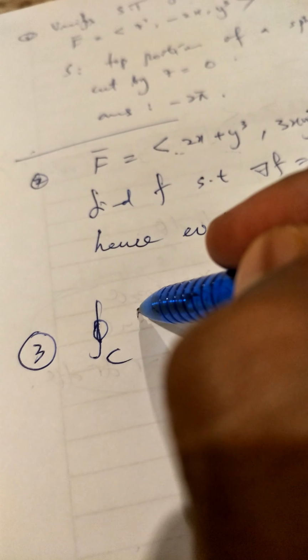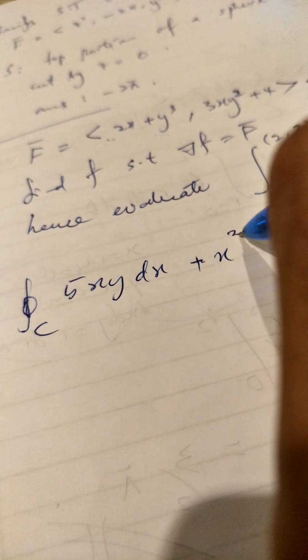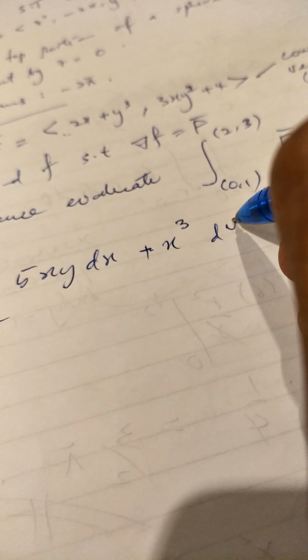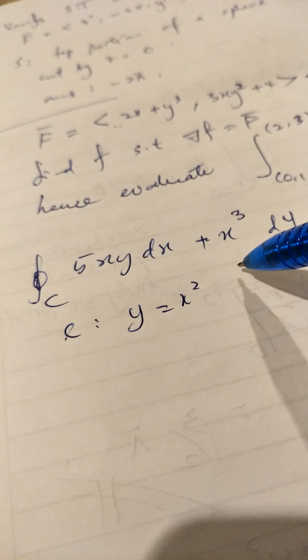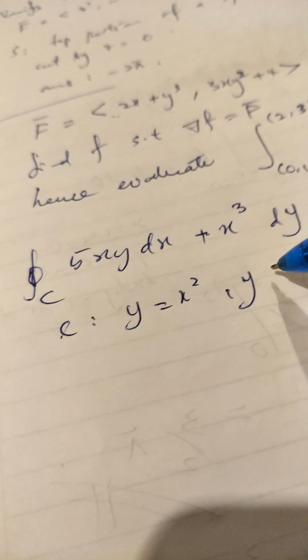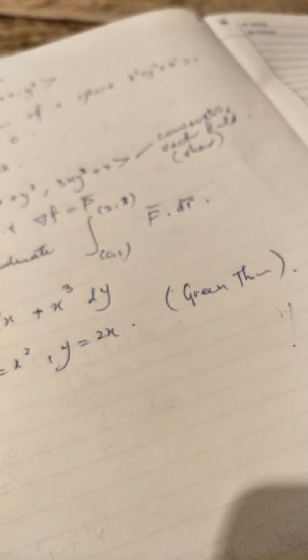Number 3, evaluate the integral over C of 5xy dx plus x cubed dy, where C is y equal to x squared and y equal to 2x. Maybe you can use Green's theorem. I'll leave it to you to test that.